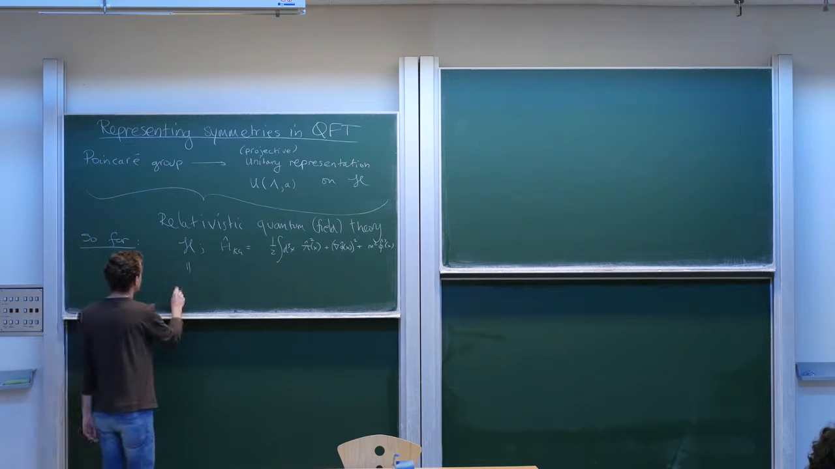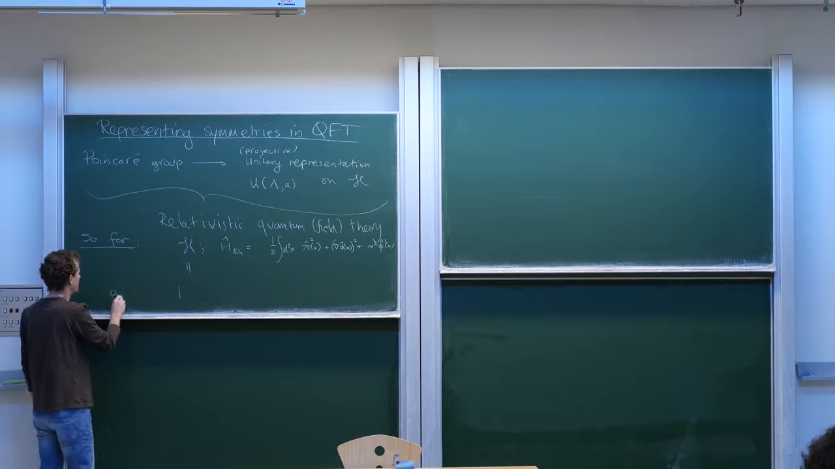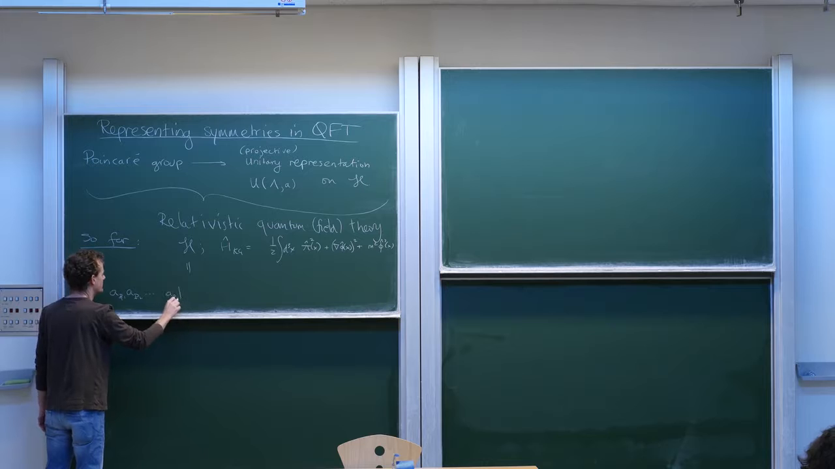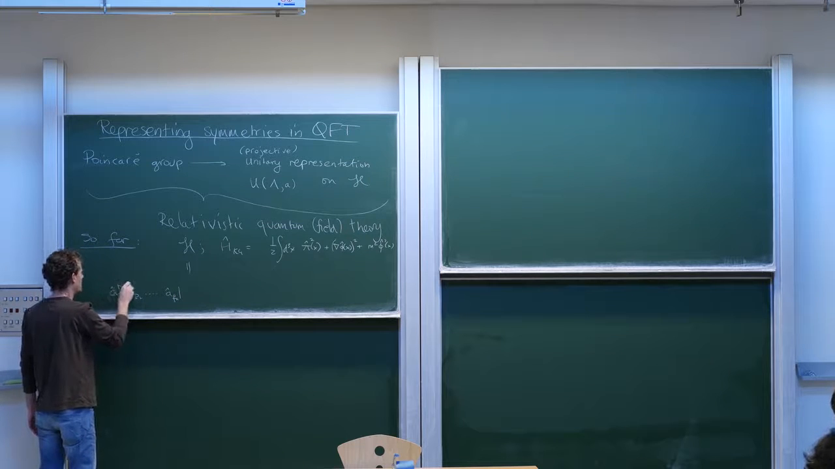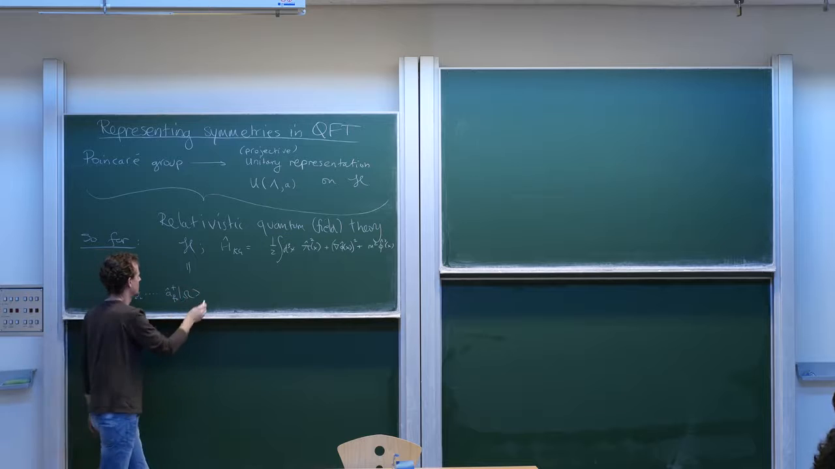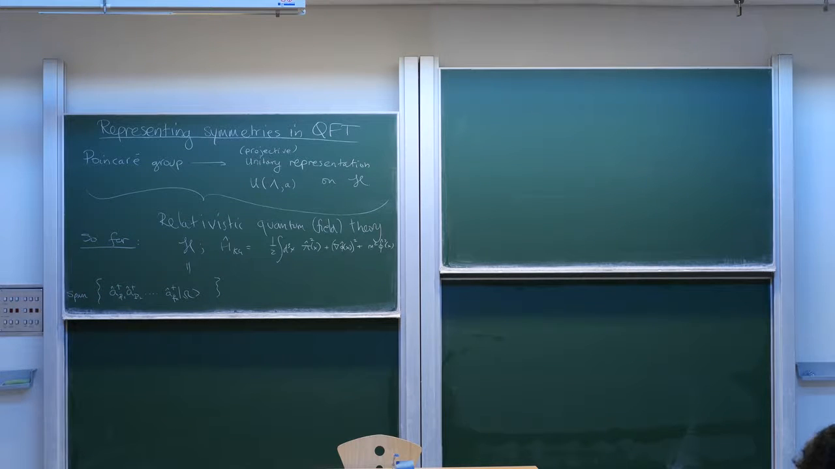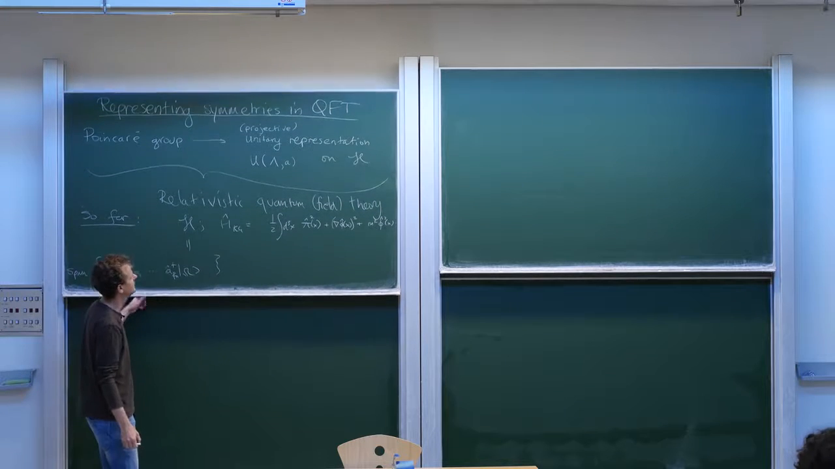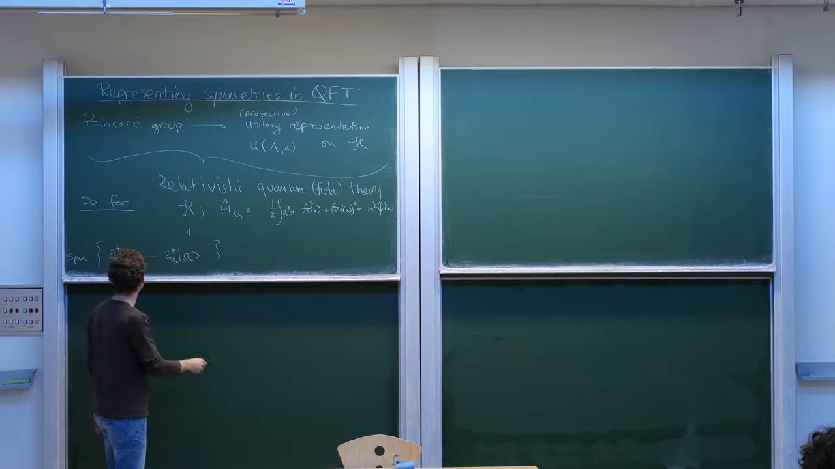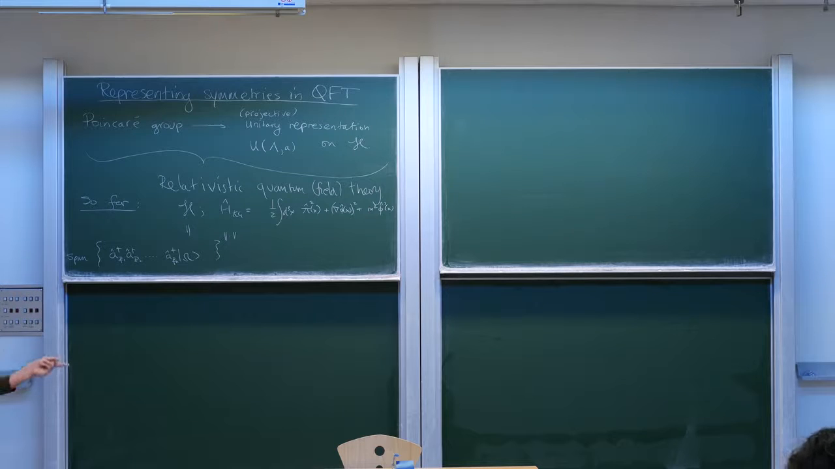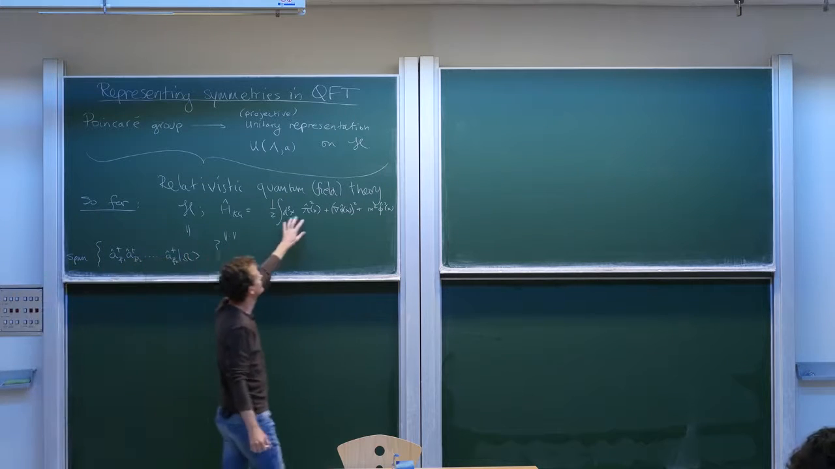That's the space of states you get by applying creation operators to the vacuum state. So it's the span of all states of this form under finite linear combinations, and then the closure of this space with respect to some norm. Okay, so we've got a candidate Hilbert space, we have a candidate time translation generator.